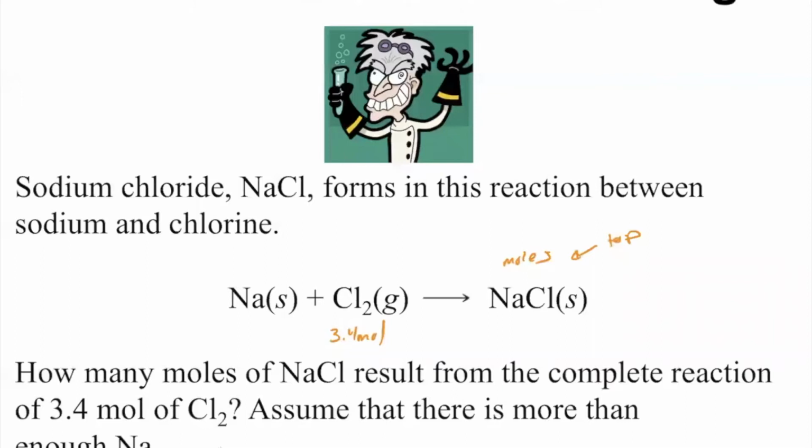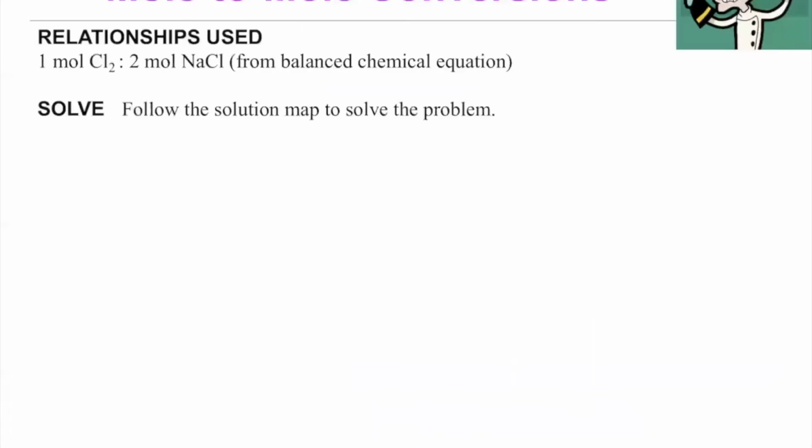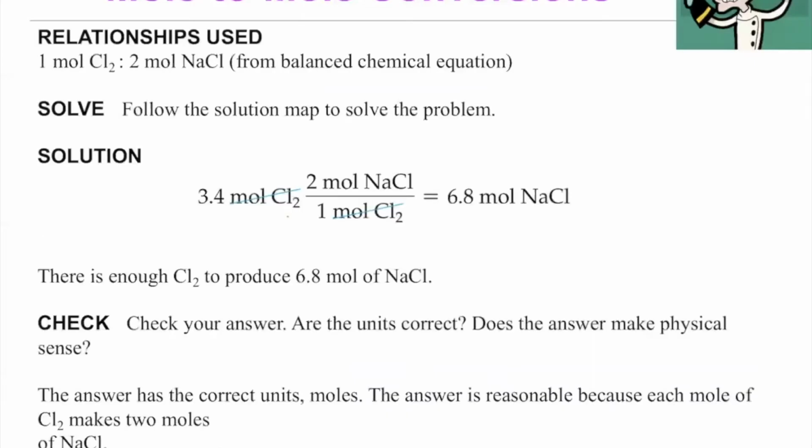You want to make sure that the equation is balanced. And it looks like it's not. Now it's balanced. Once it's balanced, they're telling you that you have more than enough sodium, which means you can pretty much ignore sodium in this equation. You start with what is given, and you want sodium chloride at the top, chlorine at the bottom. This comes from the balance equation. And your final answer is 6.8 moles of sodium chloride.